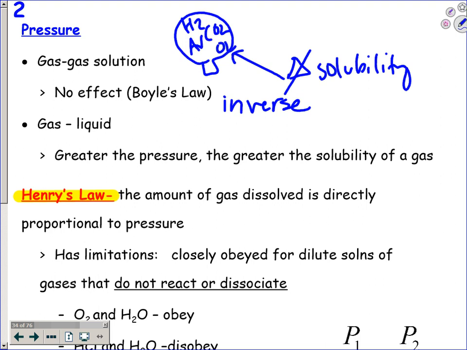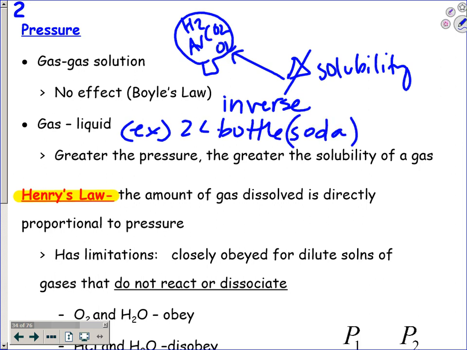Okay, so gas and liquid. This is the one that we're most familiar with. This is our soda 2-liter bottle example. And with that, we know that greater pressure helps keep bubbles in solution. Lesser pressure allows the gas to come out, so we're going to release bubbles. So basically, greater pressure, greater solubility. And there is a law for that.